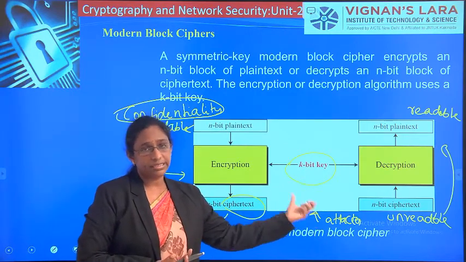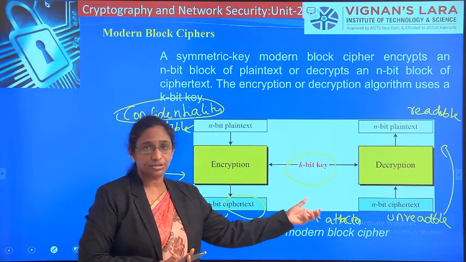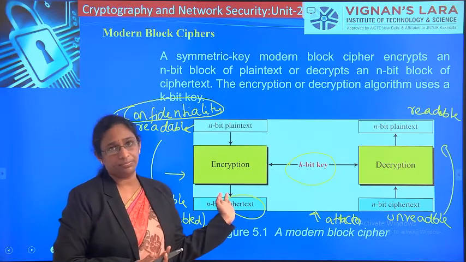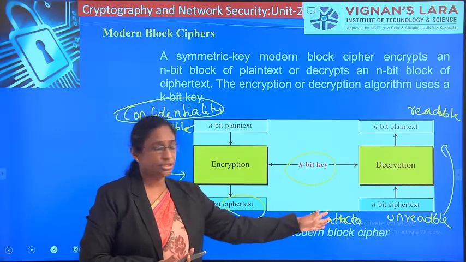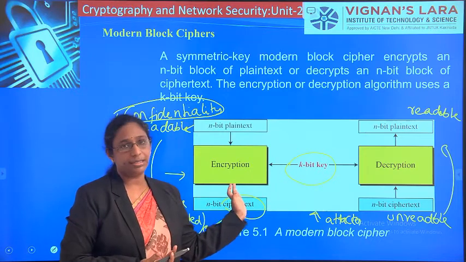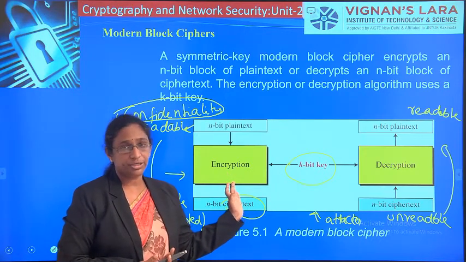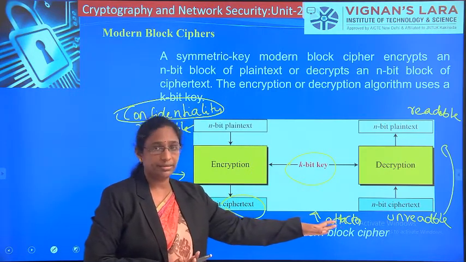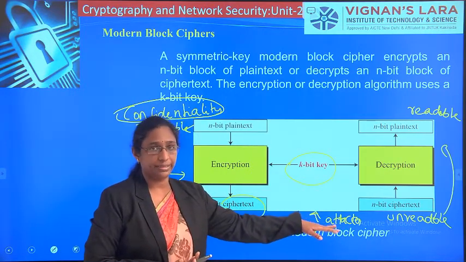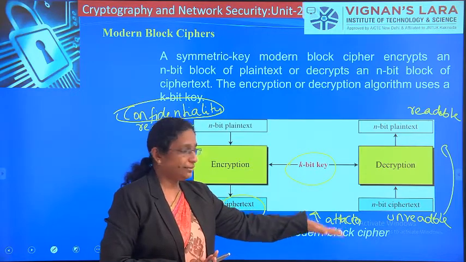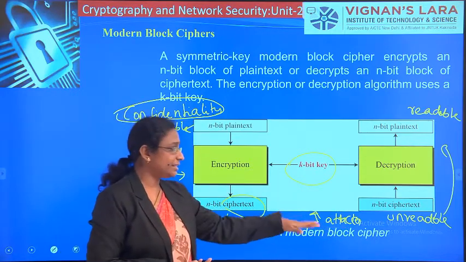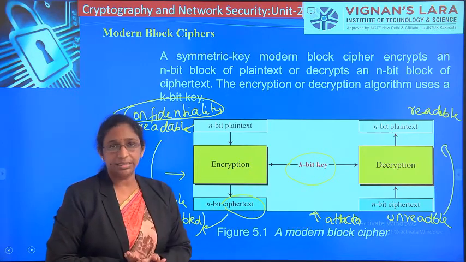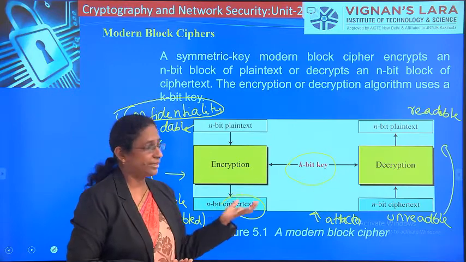The receiver has to do the decryption process. The decryption process is the inverse of the encryption process. Whatever encryption you are doing, by doing the inverse of that encryption, we can perform the decryption. The receiver converts that unreadable data into readable form by using decryption, and can read the message.